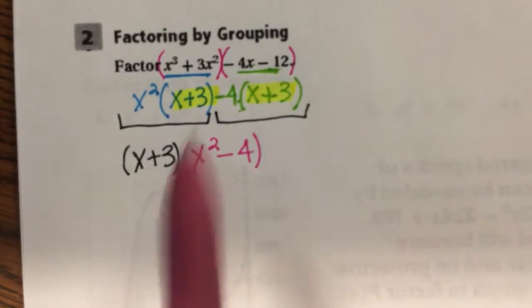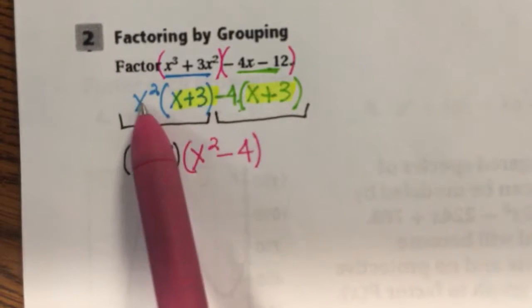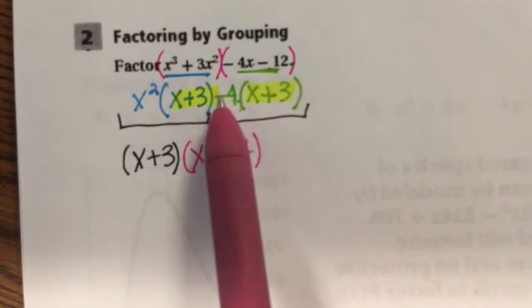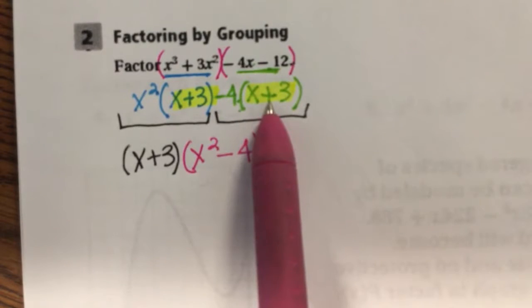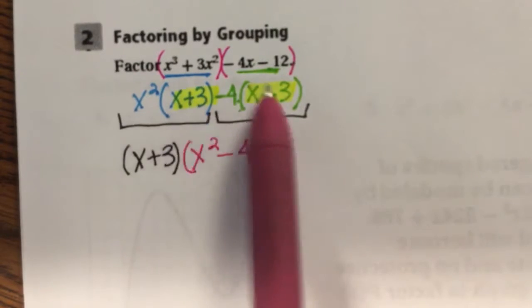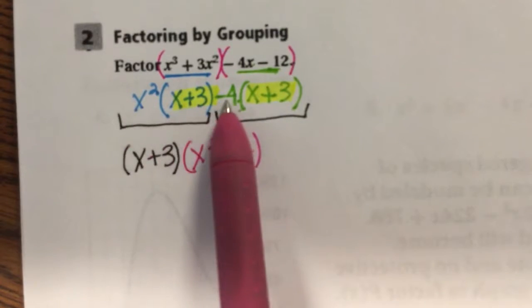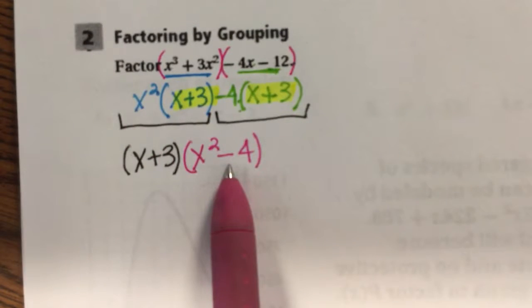Okay, so all we did is find what was common, pull it out front, and put the leftovers in parentheses. Again, these are common in both of those terms. They go out front, my leftovers go in parentheses.